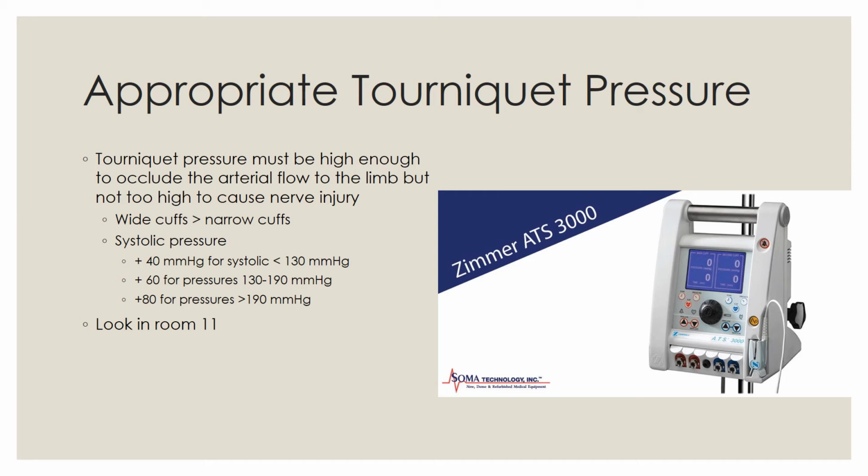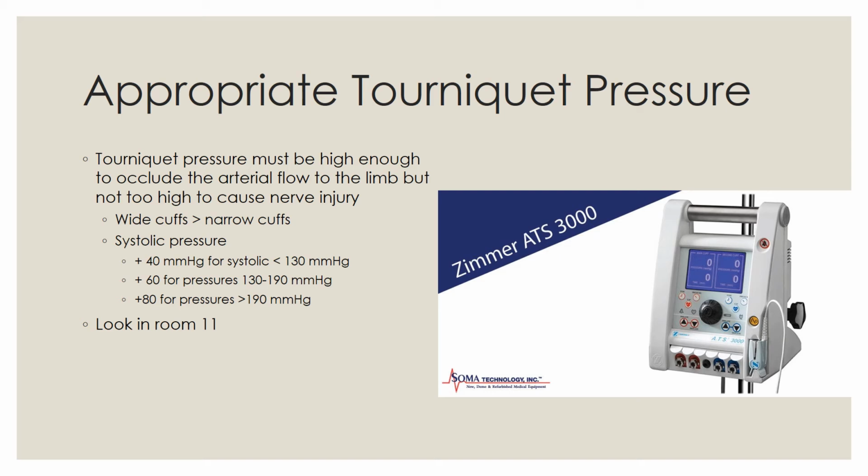All right, we had a question about appropriate tourniquet pressure. So this is a picture of a tourniquet, much like we have in OR number 11 with the ortho folks. The problem with tourniquets is that pressure must be high enough to occlude the arterial flow of the limb, but not so high that it causes nerve injury. So wider cuffs tend to be better than narrow cuffs. It spreads the pressure out over a larger area of tissue. And the pressure that the tourniquets are inflated to should be above the systolic pressure, but not infinitely high, or it will cause nerve injury.